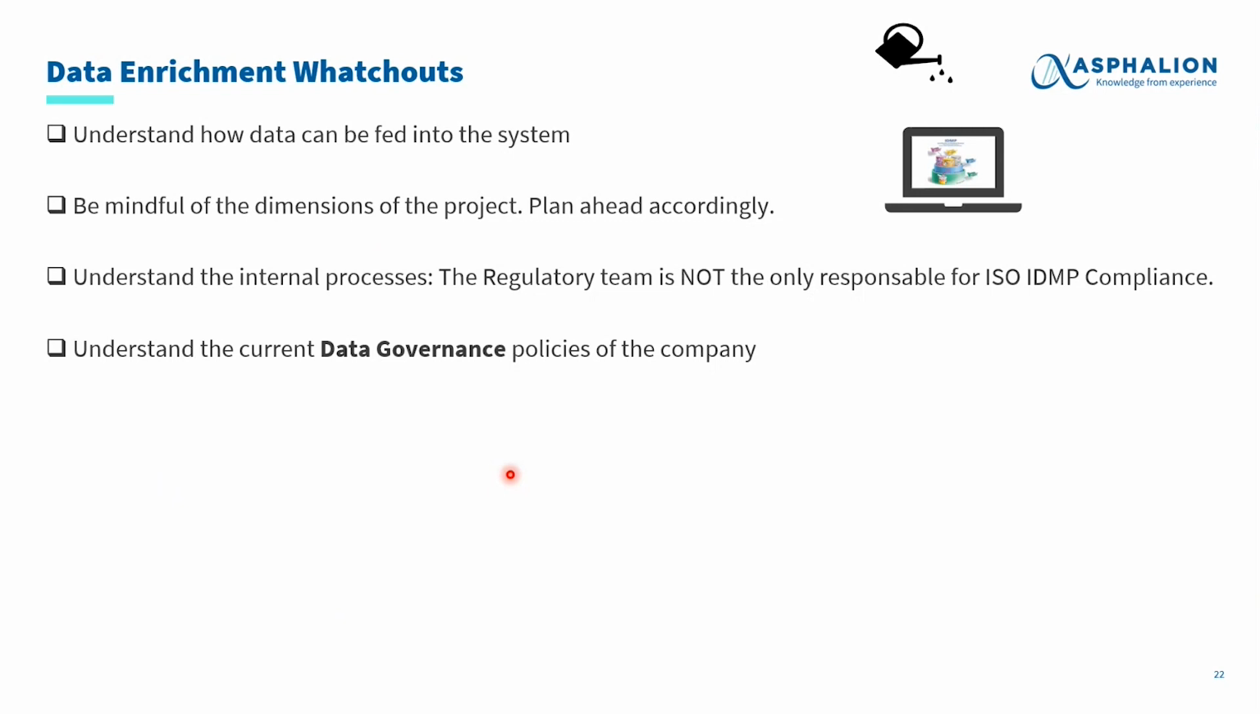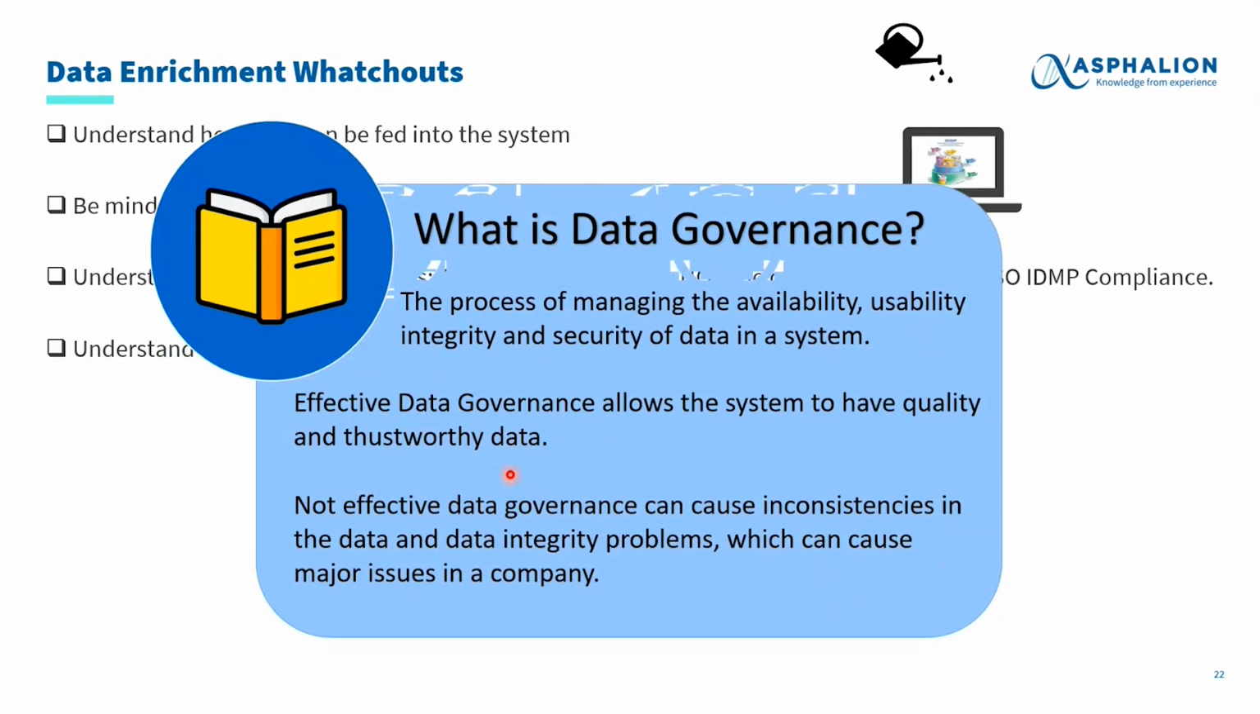Let me stop here, because data governance is a fancy word that is usually used, but usually it's not really understood. It's quite abstract. So let's stop here and talk a little bit about data governance. What is data governance? Data governance is the process of managing the availability, usability, integrity, and security of data in a system. In other words, it's what manages where the data is, who has this data, how this data is used, and how this data is kept safe in a system.